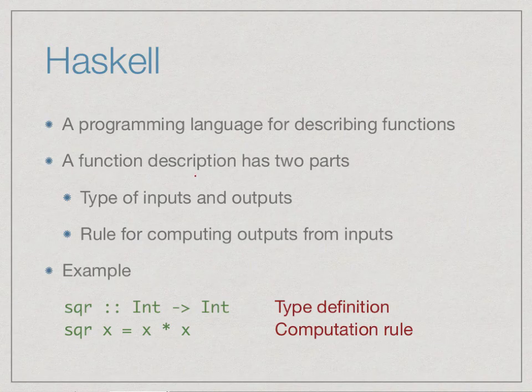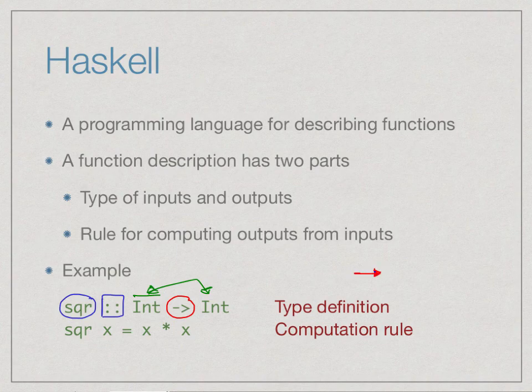The first line describes the type. So this is the name of the function, sqr. Then this notation with two colons indicates that this is a type definition. As we will see, Int is a built-in type in Haskell. So Int stands for the integers, which are the whole numbers including negative and positive numbers. And finally, this funny notation, which is a minus followed by a greater than, is indicative of the mathematical arrow.